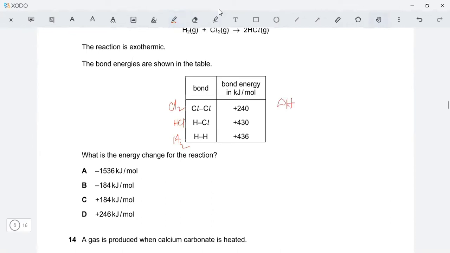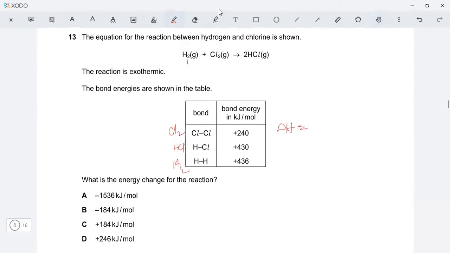Basically, you can get the energy change just by subtracting: bond energy of reactant minus bond energy of product. The bond energy of reactant means hydrogen bond energy and chlorine bond energy, minus the bond energy of the product. So what is the bond energy here? Hydrogen bond energy is mentioned here as 436, plus the chlorine bond energy in the reactant side, which is 240. Add it.